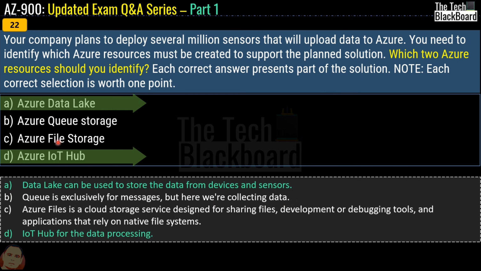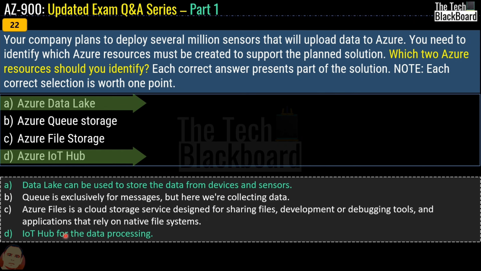Then we have the third one, Azure File Storage. Azure File Storage is a cloud storage service that is designed for sharing files, development or debugging tools, and applications that rely on native file systems. So you can see Azure File Storage is primarily related to files and native file systems. It has nothing to do with sensors. And now we come to the Azure IoT Hub.